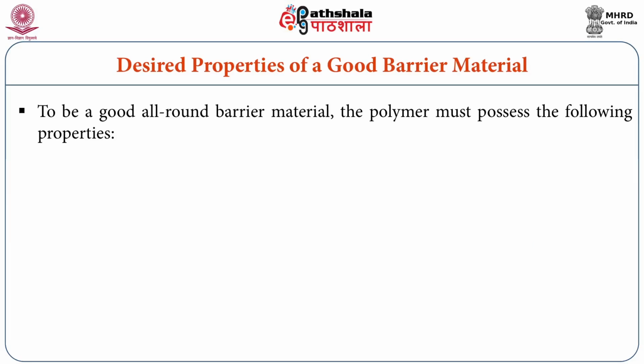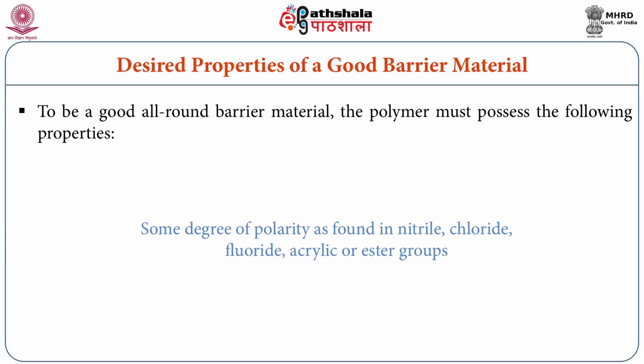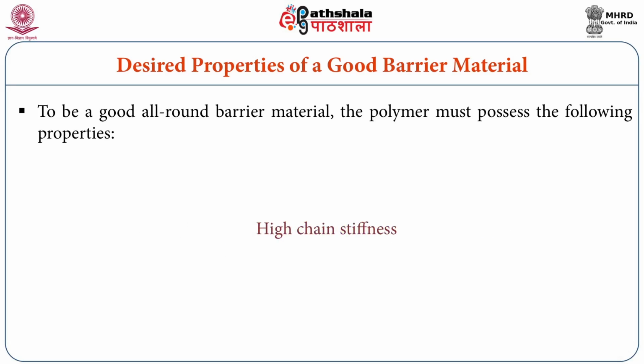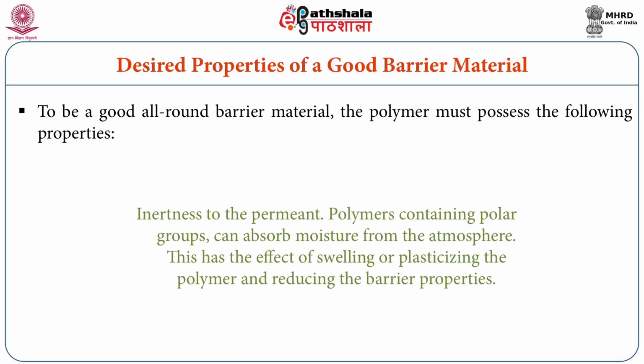To be a good all-rounder barrier material, the polymer must possess some of the properties, which include some degree of polarity as found in nitrile, chloride, fluoride, acrylic or ester groups, high chain stiffness, and inertness to the permeant. Polymers containing polar groups can absorb moisture from the atmosphere. This has the effect of swelling or plasticizing the polymer and reducing the barrier properties.